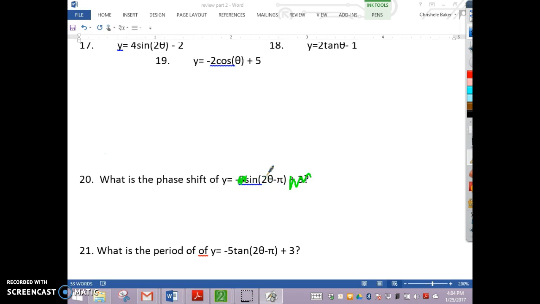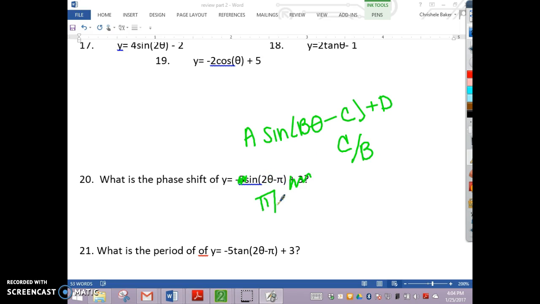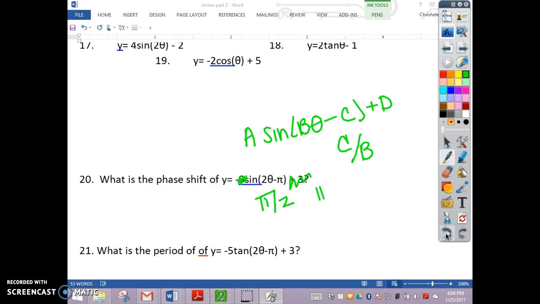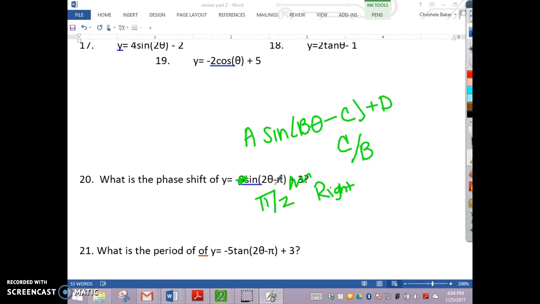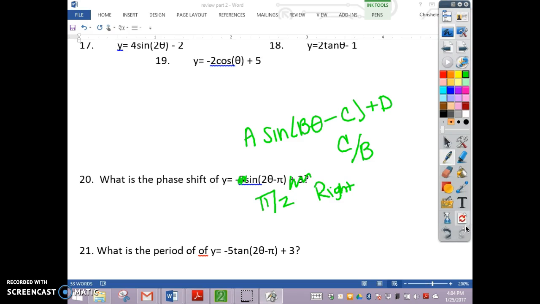So looking at this, I see a 2 is my B. So I'm looking at this formula again. And my phase shift is C over B. So because I shrink my graph down by 2, I have to shrink my movement down by 2. So this is going to be pi over 2 to the right. It's negative, it's opposite, so it's to the right. So I'm shrinking my graph down, so I move it only half as much.